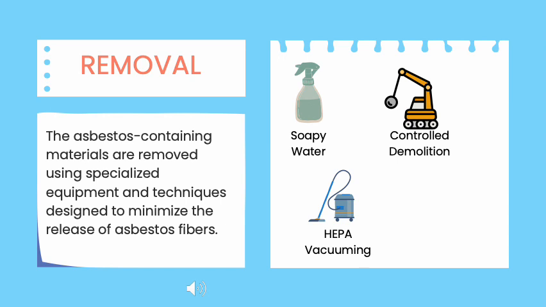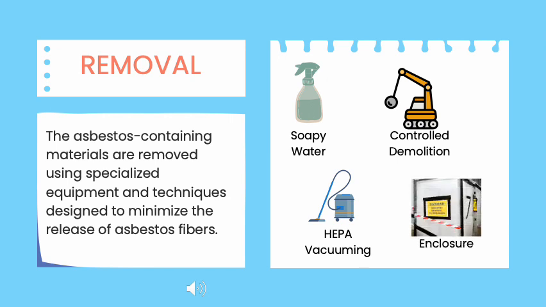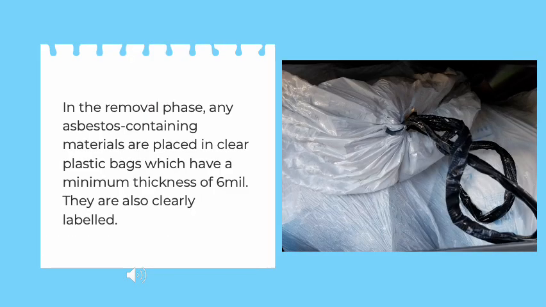HEPA, high-efficiency particulate air, vacuums are specialized vacuum cleaners equipped with HEPA filters that can effectively capture microscopic asbestos fibers. These vacuums are used to clean surfaces, including floors, walls, and equipment, after asbestos removal activities. Enclosures are physical barriers constructed around the work area to isolate it from the rest of the building or surrounding spaces. In the removal phase, any asbestos-containing materials are placed in clear plastic bags which have a minimum thickness of 6 mm. They are also clearly labeled.